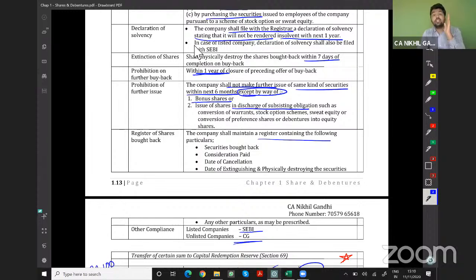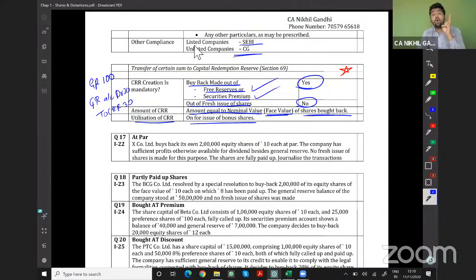The third thing is creation of CRR. If buyback is made with the help of free reserves or securities premium, CRR creation is mandatory. If buyback is done with the help of fresh issue of shares, CRR creation is not mandatory. CRR can be used only for issue of bonus shares.